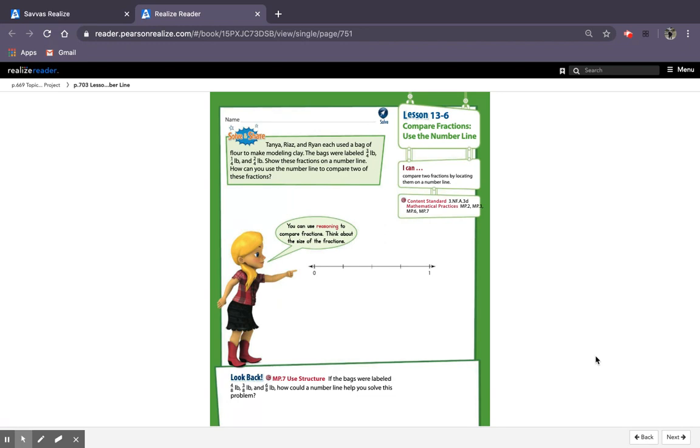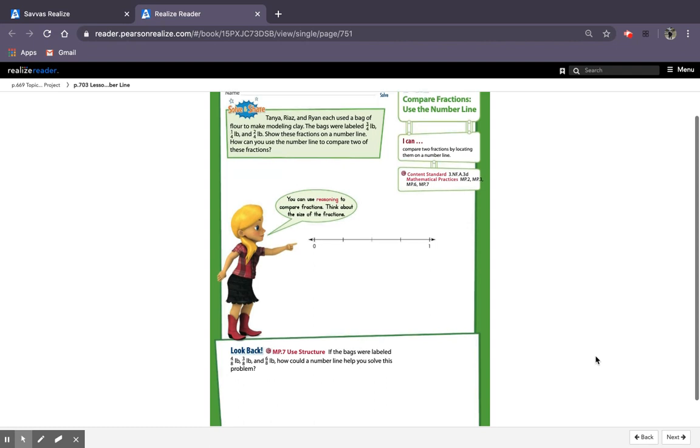Our solve and share says: Tanya, Ryaz, and Ryan each used a bag of flour to make modeling clay. The bags were labeled 3/4 of a pound, 1/4 of a pound, and 2/4 of a pound. Show these fractions on a number line. How can you use the number line to compare two of these fractions?